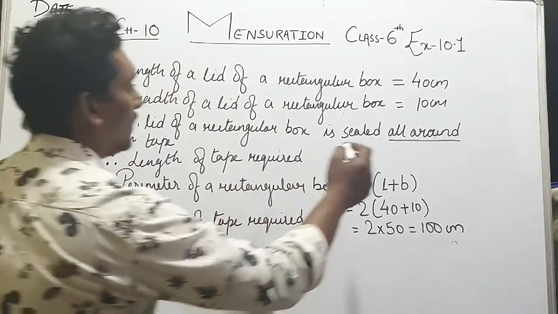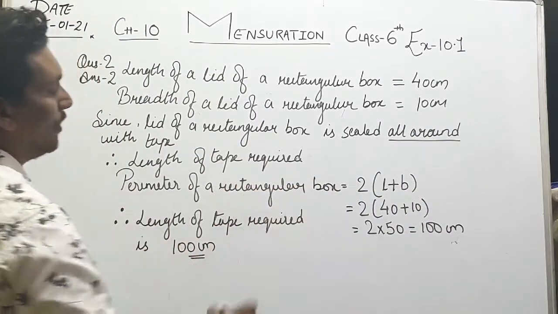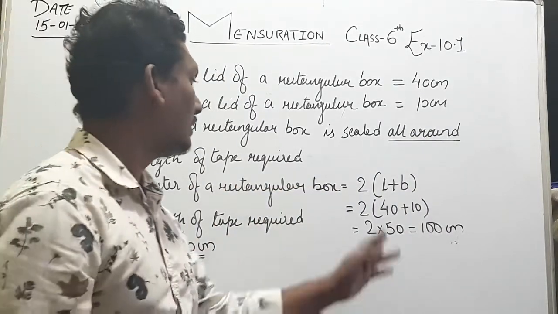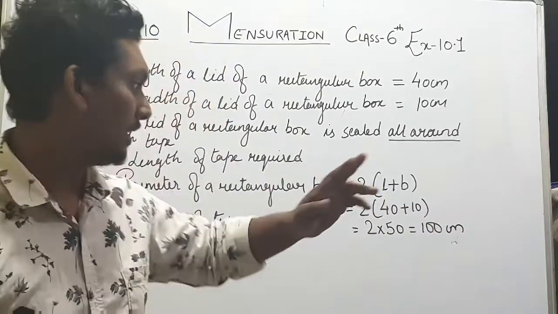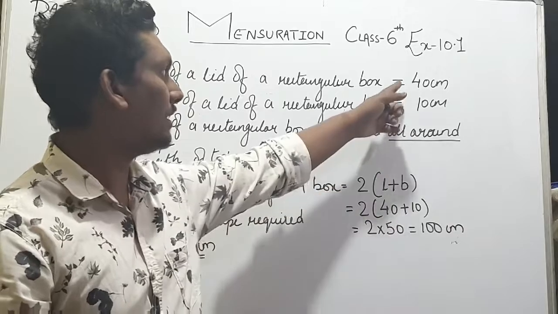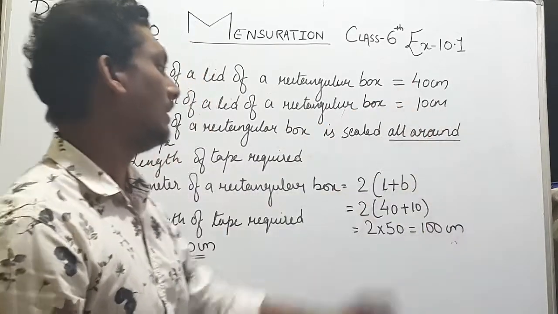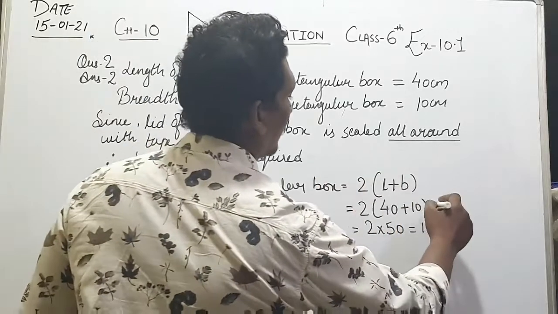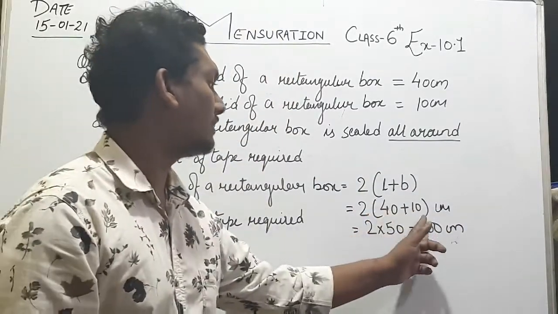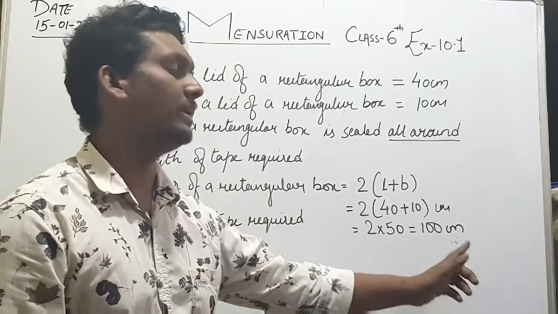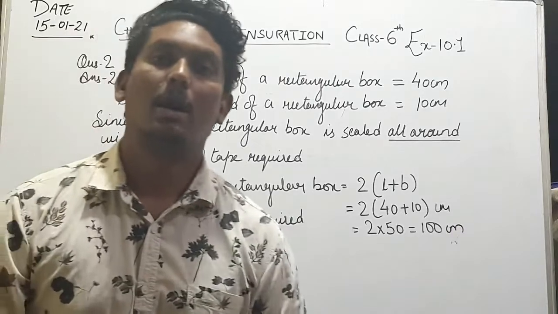Because of this word, what do you have to find out? You have to find the perimeter of the rectangular box. So perimeter of a rectangle, 2 into L plus B is the formula. In the place of L, just write 40 centimeter, that is length, and in place of B, just write 10 centimeter. So 40 plus 10 is 50. 50 into 2 is 100 centimeter. So length of tape required is 100 centimeter.